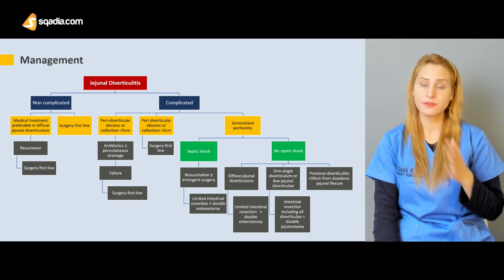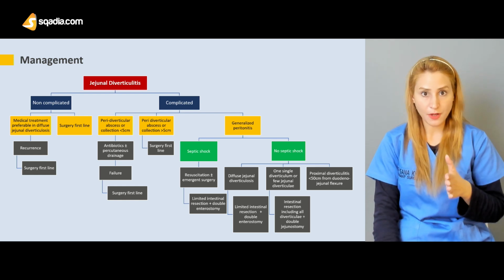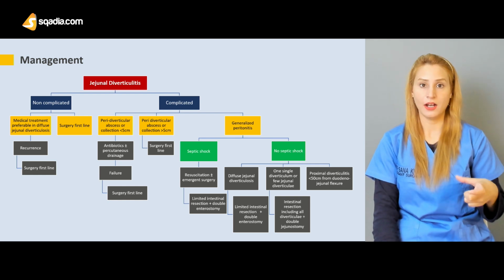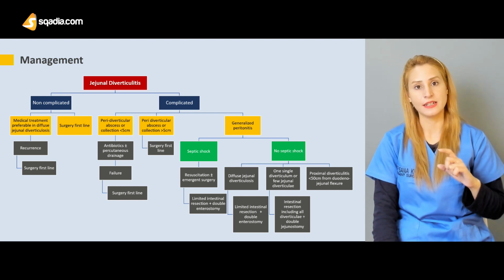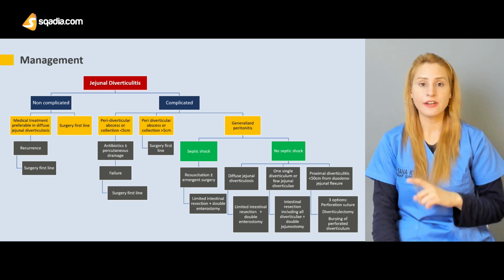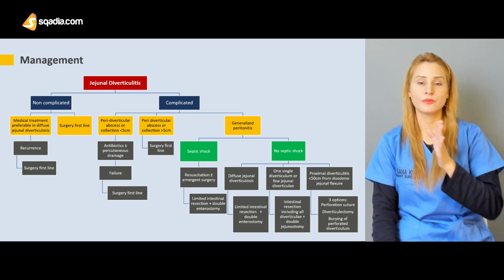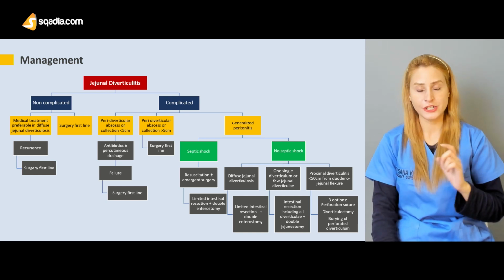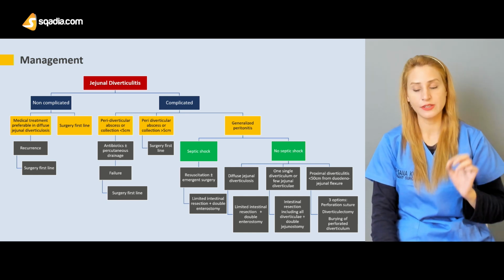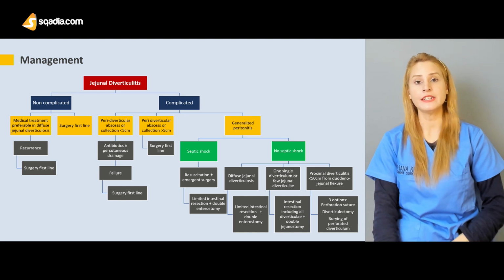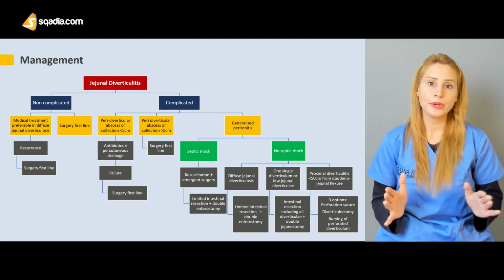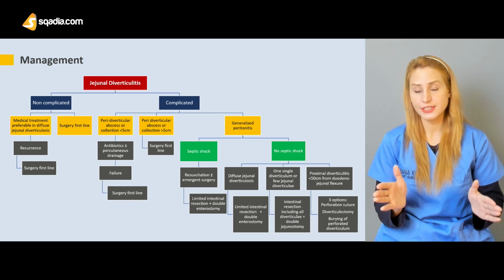Okay, so if there is no septic shock and there is proximal diverticulitis, and the total length of that proximal diverticulitis is less than 5 centimeter from the duodenojejunal flexure, then there are three options. Either you go for diverticulectomy, you do the perforation suturing, just suture the perforation, or you bury the perforated diverticulum. So remember this algorithm, how you are going to manage a case of jejunal diverticulitis.